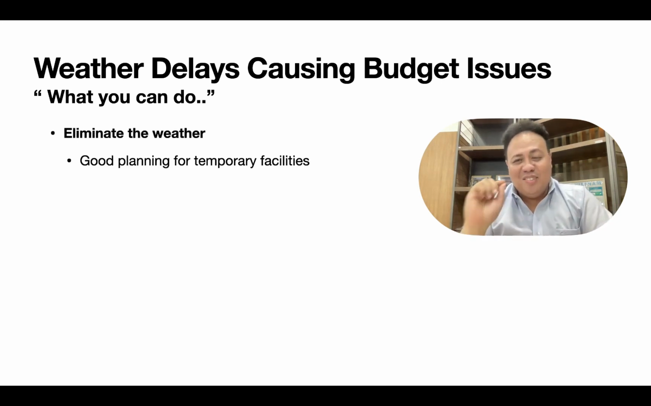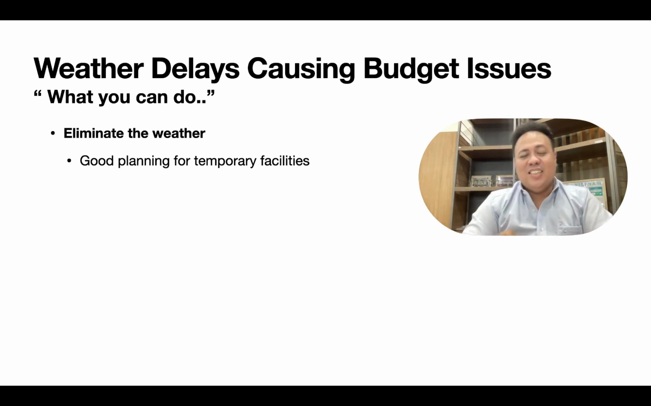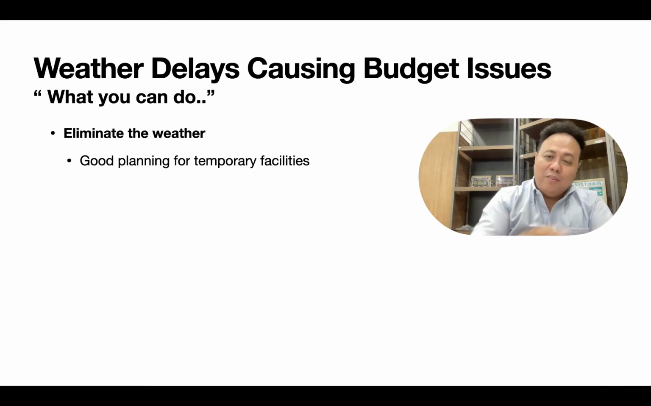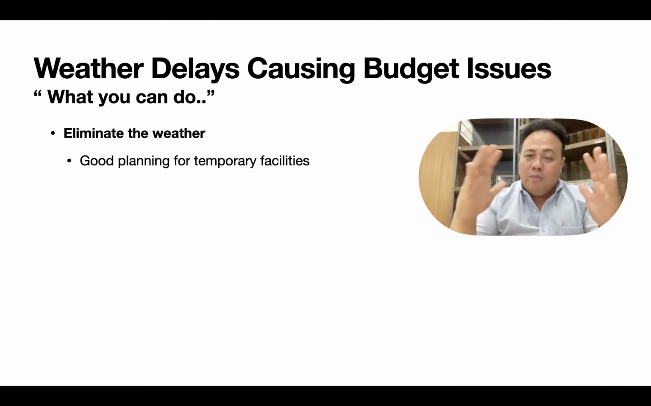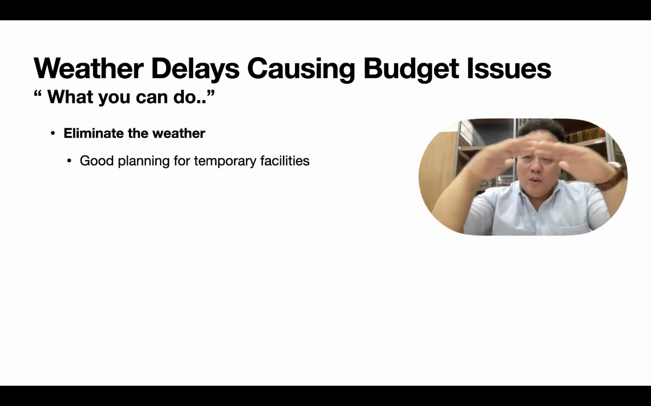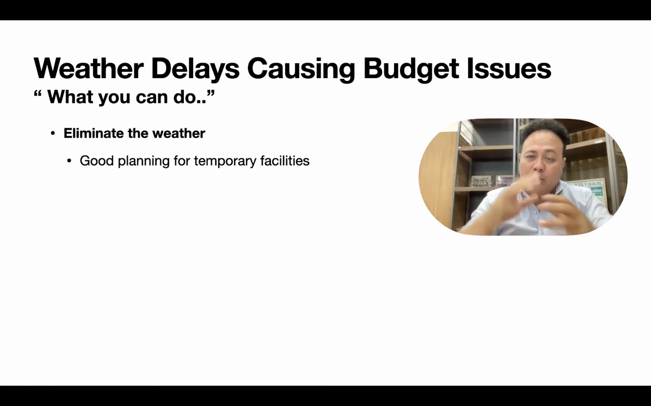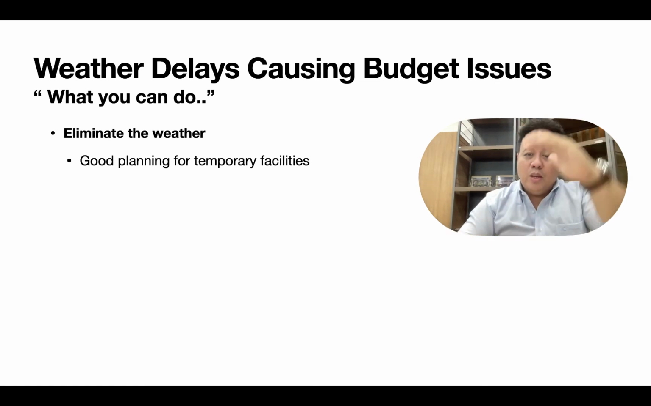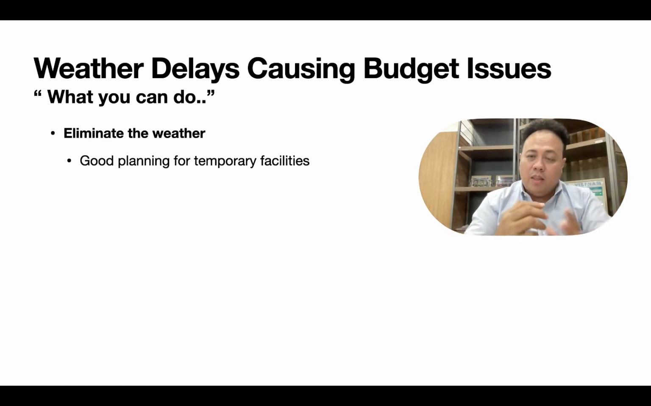Mitigate the weather. It means prepare good planning of temporary facilities. Make sure you have a proper drainage system to avoid flooding. You have roofs. If you need to rush the roof first, in order to have the works below the roof be continuous, you can plan it like that. Good planning for temporary works is very important.